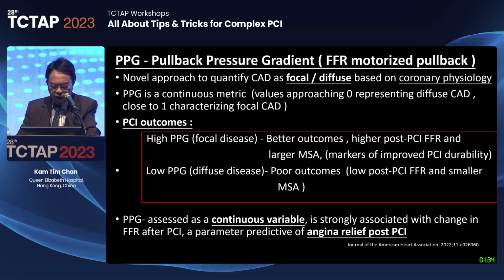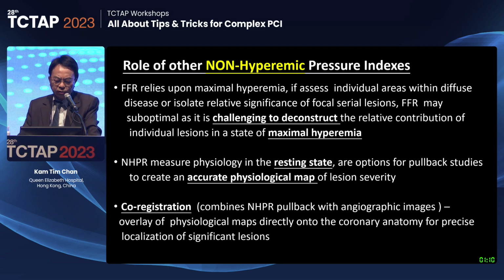On the contrary, for those diffuse diseases with low pullback gradient, studies have shown that it conveyed a poor outcome with low post-PCI FFR and smaller MSA. And also, the pullback pressure gradient, assessed as a continuous variable, is strongly associated with change in the FFR after PCI, which is a parameter predictive of angina relief after PCI. Then how about the role of other non-hyperemic pressure indexes?